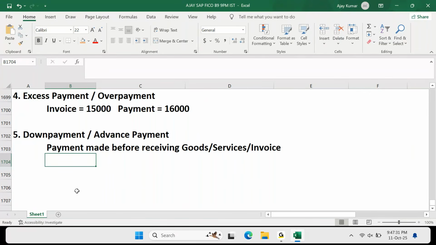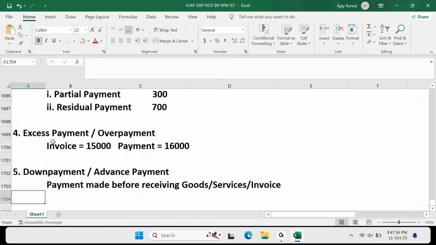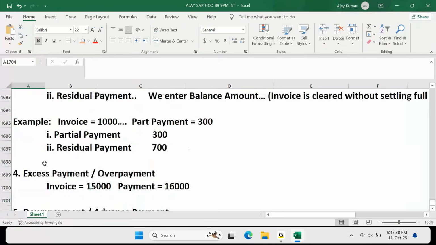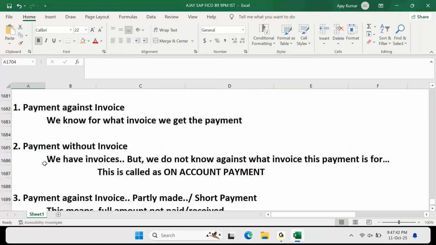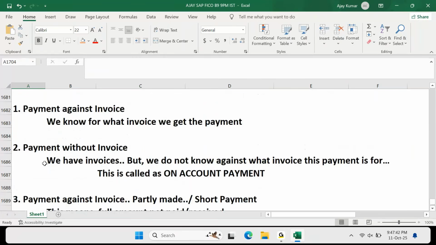Okay? And you have cash payment, down payment, excess payment, short payment, payment with invoice, payment without invoice. Majority, these scenarios, if you are able to understand in payment, more than enough. You are good at customer payment cases, you are also good at vendor payment cases. Understood?